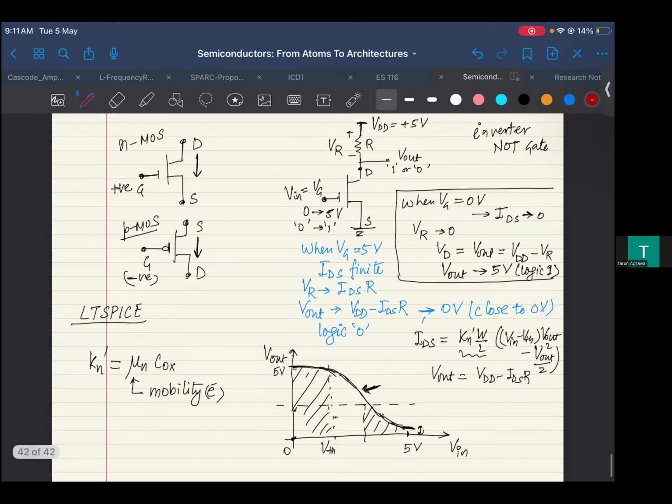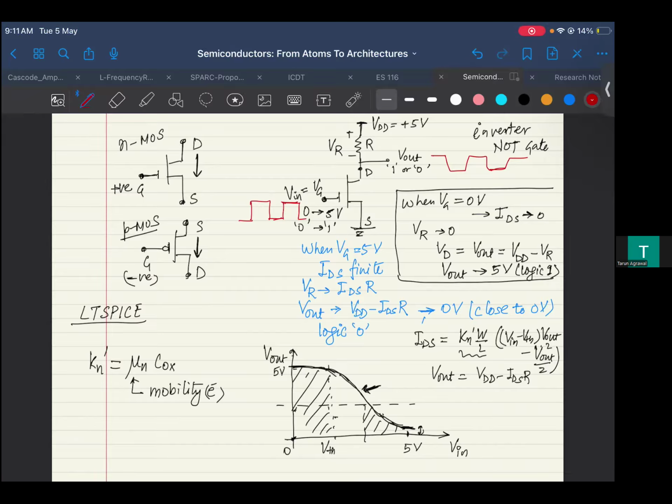Apply, for example, a square wave to this circuit. Then you see how your V out looks like. Because whatever the property of that NOT gate is, it is very much dependent on the device property, on this curve itself, on how you are moving along this curve.